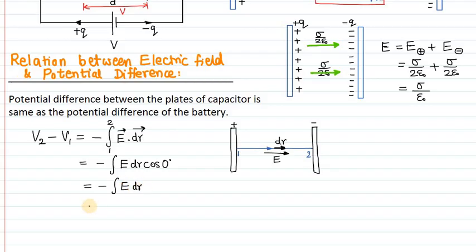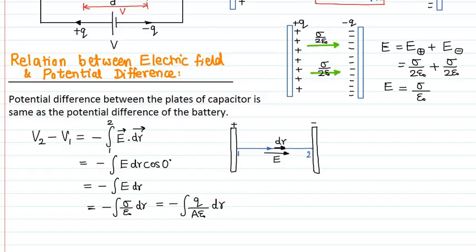Let us now substitute the value of electric field as we calculated above. We found that electric field in between the plates of a capacitor is sigma by epsilon naught. So write here sigma by epsilon naught. You may also write sigma as Q by A, charge upon area of the plate. So Q by A epsilon naught into dr.